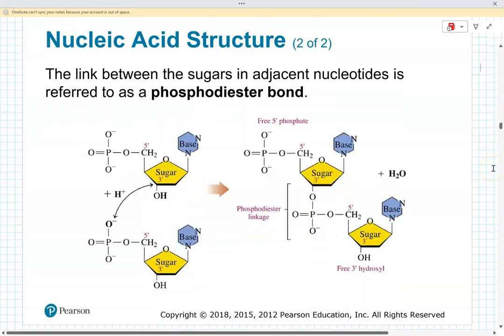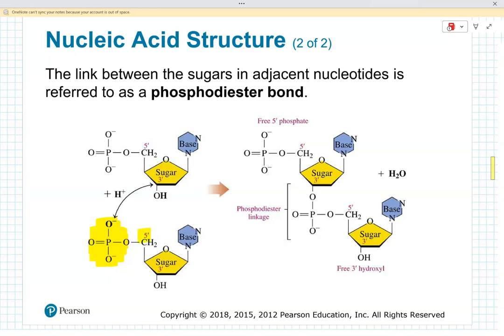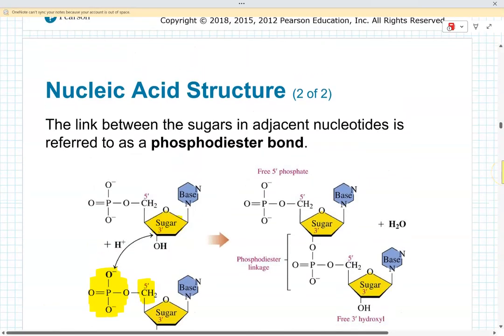Take a look at the right image. I'm going to make a series of statements and you're going to tell me if you agree or disagree with me, okay? So this phosphate is connected to the 5' carbon. Everybody agrees with that? This sugar, yes, this sugar has hydroxyl group at the 3' carbon.